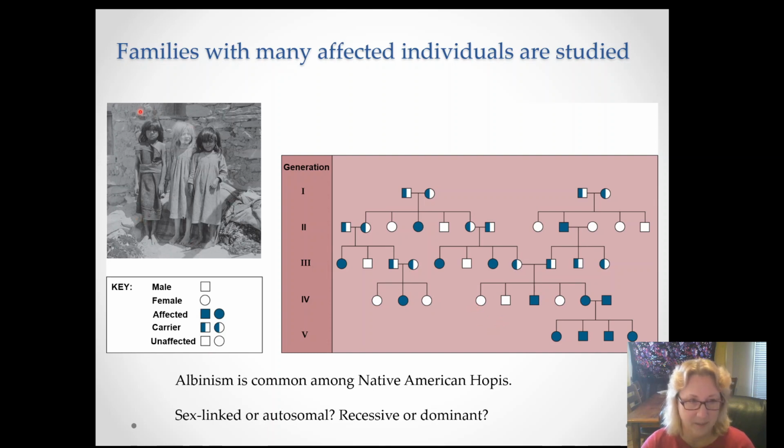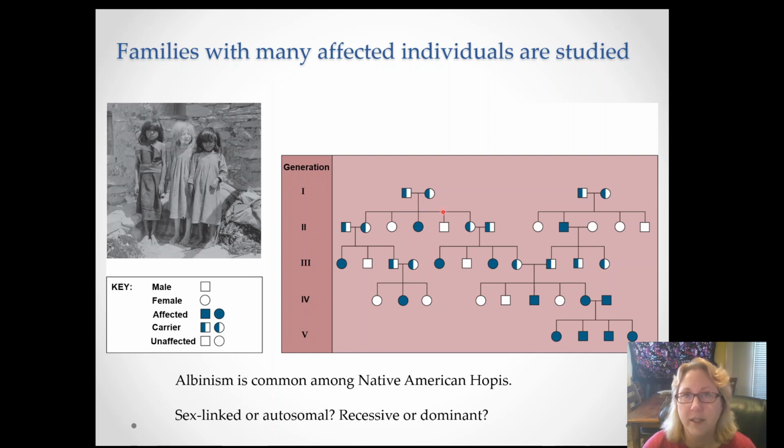Oh, now I was going to tell you about this picture. This is a picture from, I believe, the 1930s, of three sisters here, and one of them is affected by albinism, as you can see. But if we look here, the affected individuals are colored in, and you can see for this one extended family here, there's a lot of individuals who are affected with albinism, and that's why this particular group of families was interesting to geneticists.